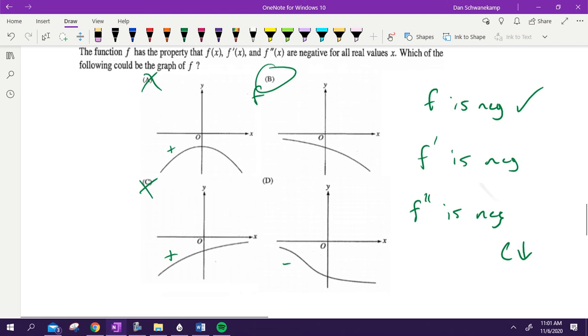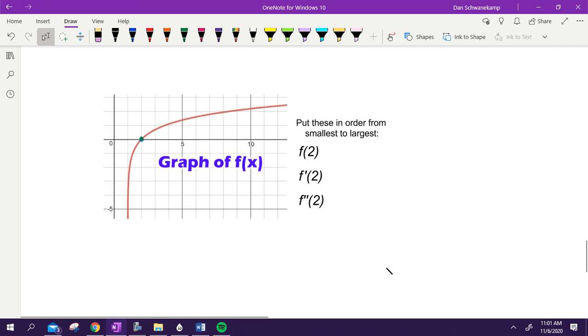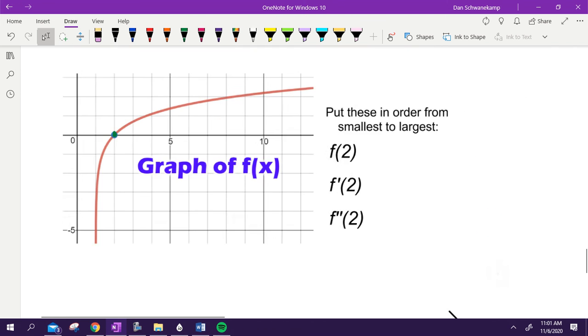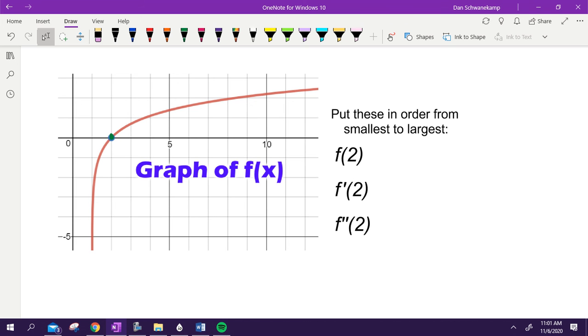Good there. Last one. This is my favorite question in calculus. I don't know why. I just like it. Put these in order from the smallest to the largest. So they're giving you a graph, they're giving you a point, and they're asking you some information. When they do this question, it'll be multiple choice, and they normally make you pick like f is less than f of 2, is less than whatever. The key is one of them is going to be positive, one of them is going to be negative, and one of them is going to be 0. Identify which is which. Go.